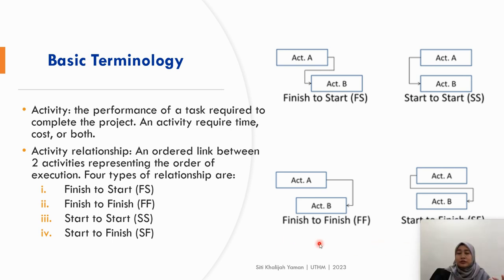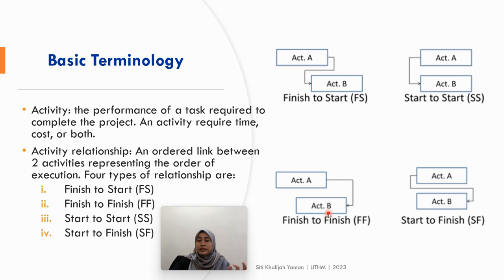Next is the finish to finish relationship. Finish to finish means that when activity A is completed, activity B also will be completed, either at the same time, or after a few days of the completion of the first activity. For example, let's say you finish installing your brickwork, and at the same time you must also finish installing your aluminium frames for windows and doors. This is finish to finish.